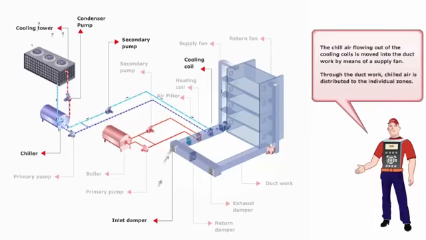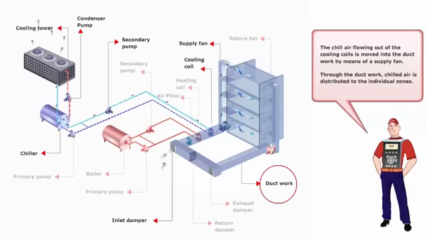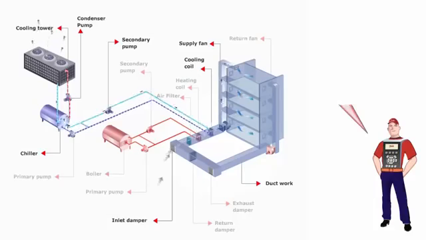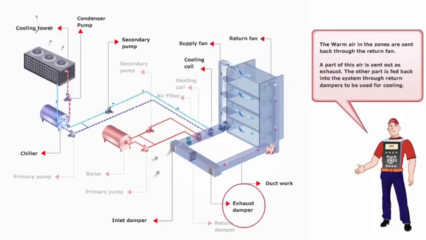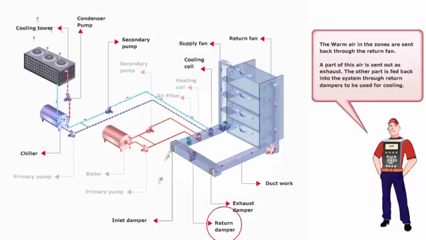The chilled air flowing out of the cooling coils is moved into the ductwork by means of a supply fan. Through the ductwork, chilled air is distributed to the individual zones. The warm air in the zones is sent back through the return fan. A part of this air is sent out as exhaust. The other part is fed back into the system through return dampers to be used for cooling.